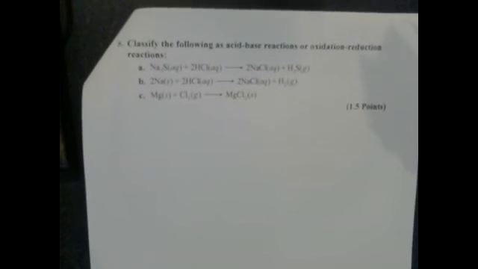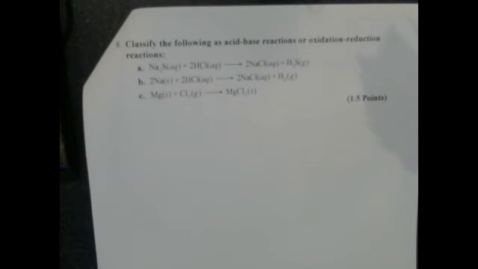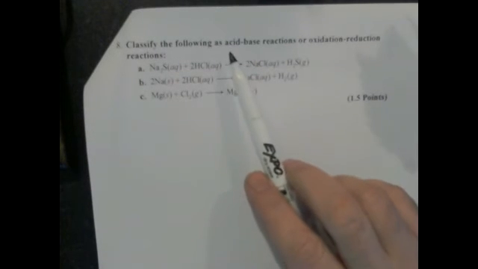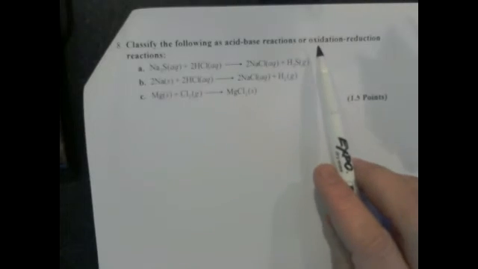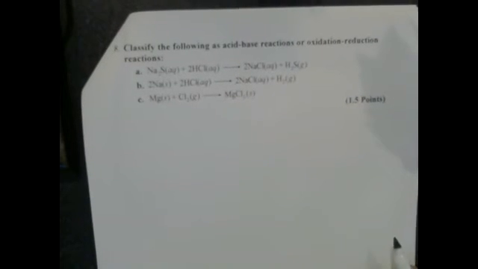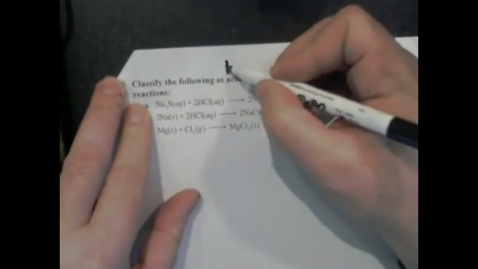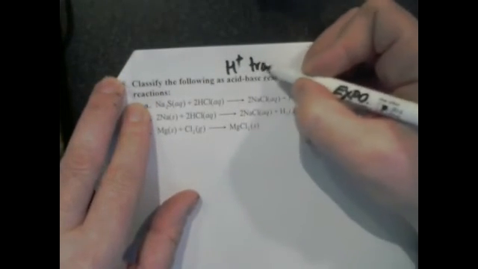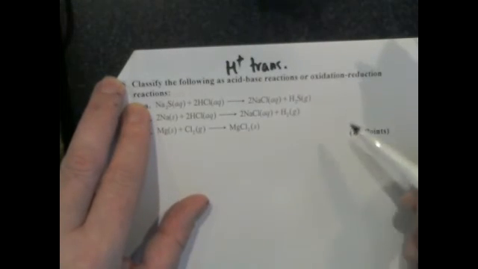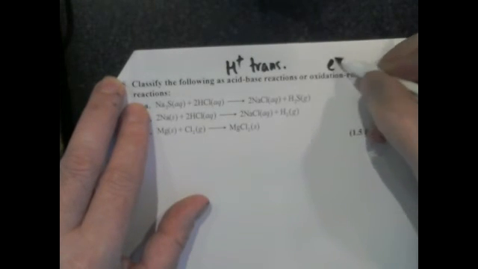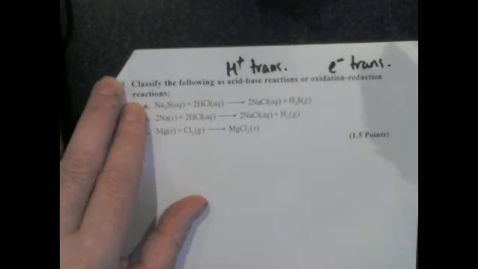So this one was a little mean, but I didn't feel too bad about it. And I kind of considered not giving it to you. But I'm going to give you the hints now as to how to solve it. So the question is asking, classify the following as acid-base reactions or oxidation-reduction reactions. So acid-base reactions, another name for them would be proton transfer. And oxidation-reduction reactions are electron transfer.